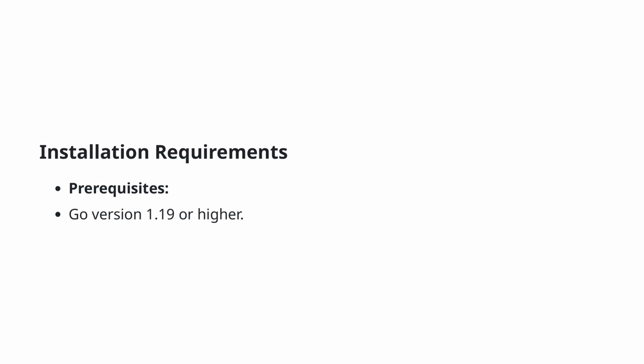For the installation requirements, you will need to have Go version 1.19 or higher already installed on your system. This is crucial because afrog relies on specific features and performance improvements available in these versions of Go. Without meeting this prerequisite, you might encounter compatibility issues or fail to install afrog altogether. By ensuring your Go environment is up to date, you set a solid foundation for a smooth installation and optimal performance of the afrog vulnerability scanner. Now let's proceed with the steps to install afrog.